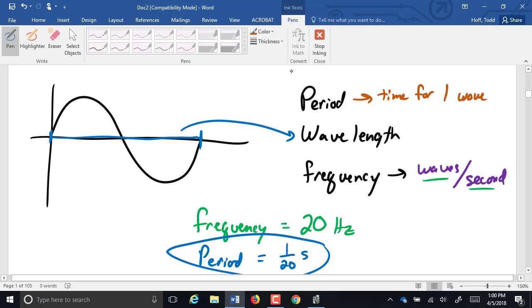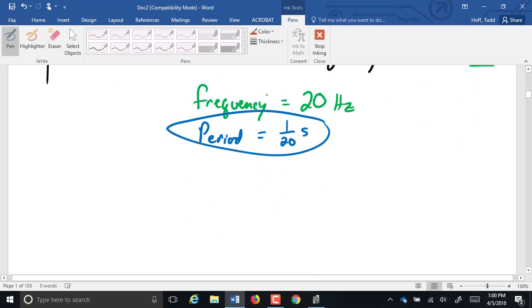So the relationship that exists there is the frequency, F, stands for frequency, is equal to 1 over the period, the reciprocal of the period. So T is period, F is frequency.